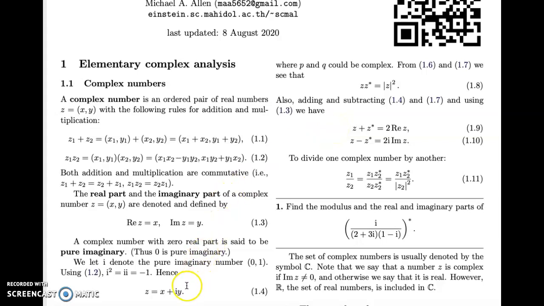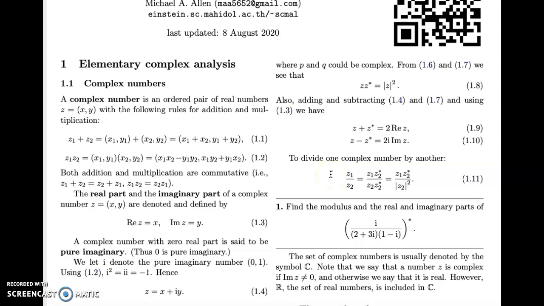If we add this to its complex conjugate, then we end up with z plus z star is equal to 2x, which is the same as 2 times the real part of z. And if we do z minus z star, the x's cancel, and we end up with 2iy, which is the same as 2i times the imaginary part of z.